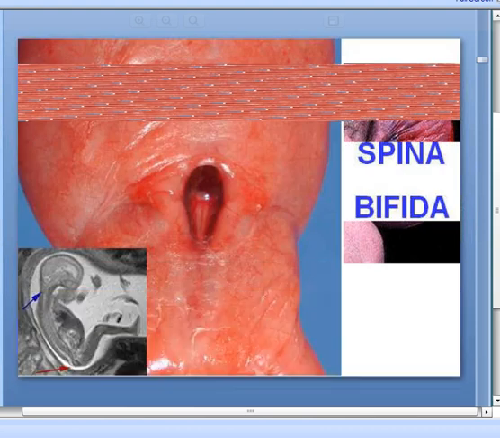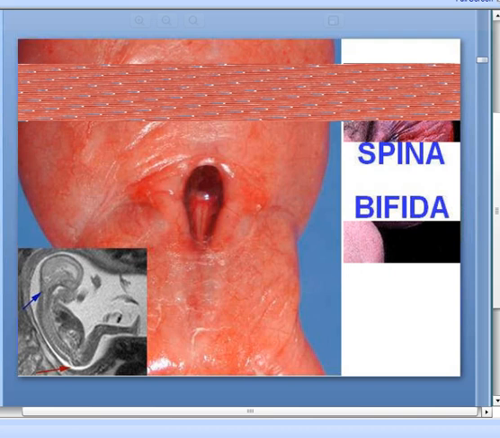Here is the inferior and posterior part of the tube that never closed. So this could result in a spina bifida, or a bifid spine, in which, if you remember, the posterior part of the tube fuses. Well, in this case, it didn't fuse, due to a variety of reasons.